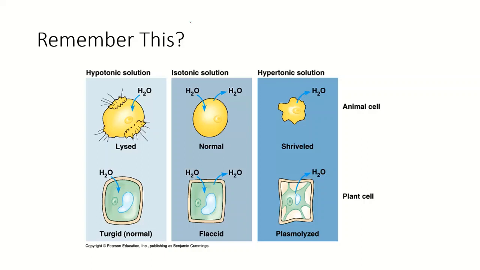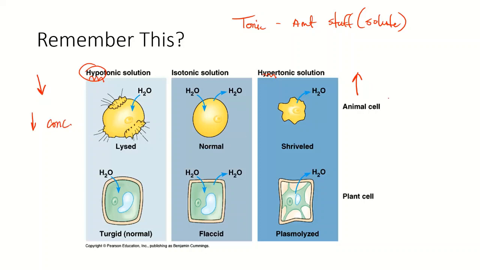Think about this. I think of tonicity as the amount of stuff, the amount of solute. So you can think of it as a stand-in for concentration. What does hypo mean? Hypo means under. What does hyper mean? Hyper means above. So hypotonic solutions have a lower solute concentration. Hypertonic solutions have a higher solute concentration.